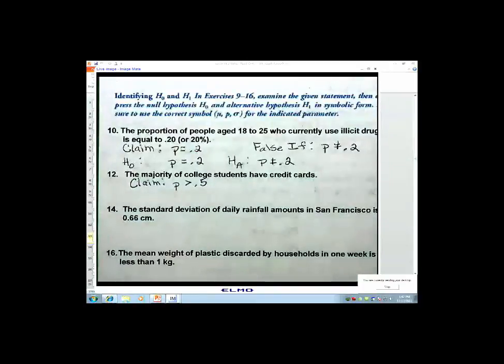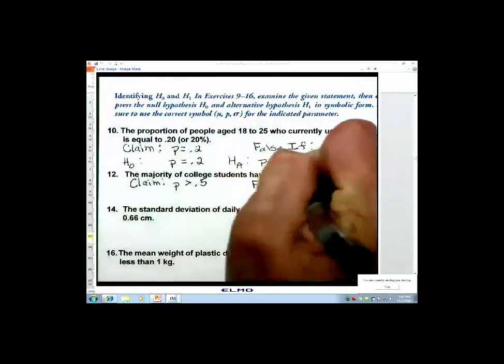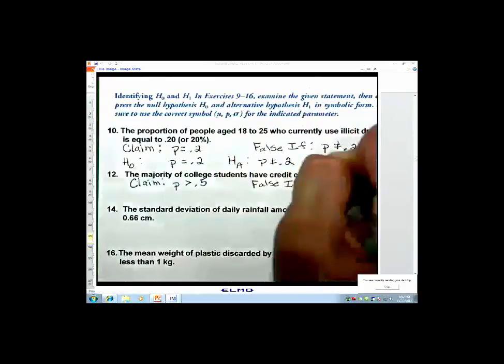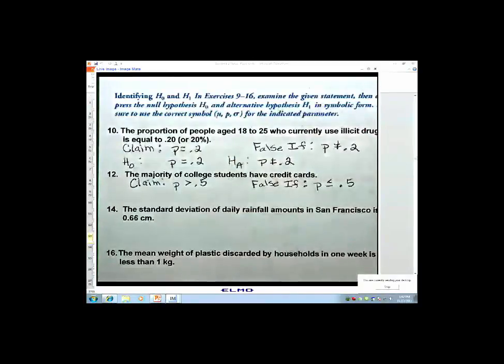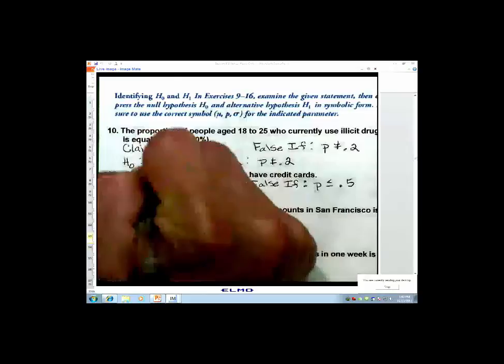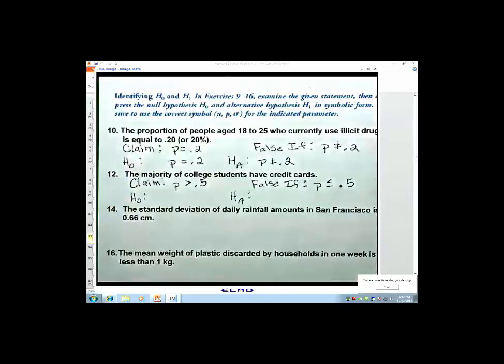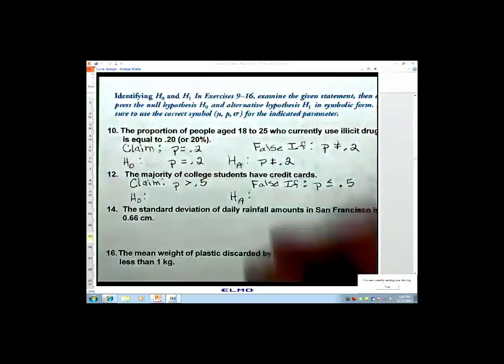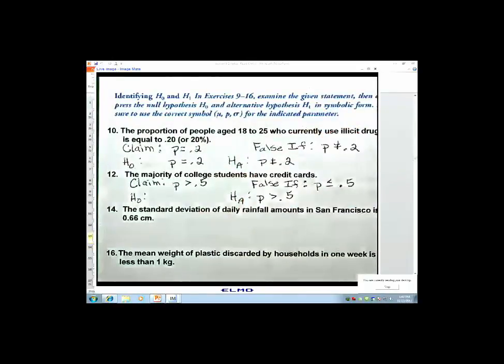That's false if what? And not only less than, but also equal to. Make sure you give the whole complement. P is less than or equal to 0.5 is the complement of P is greater than 0.5. So what is your null hypothesis? Excuse me, give the alternative first. What is your alternative hypothesis? The one that doesn't have an equals in it. P is greater than 0.5. And what's the null hypothesis? Null hypothesis is easy. It's always equals.